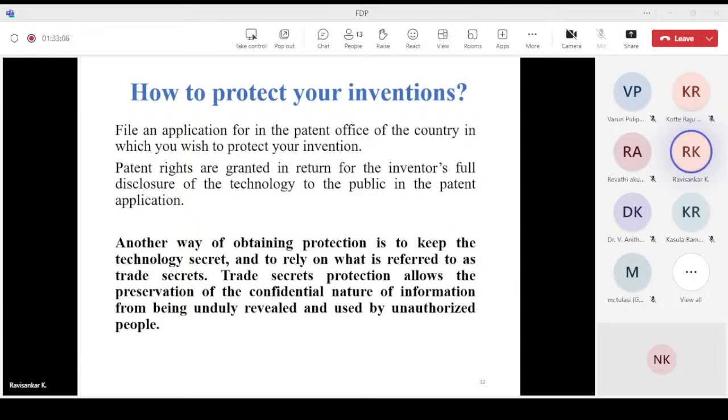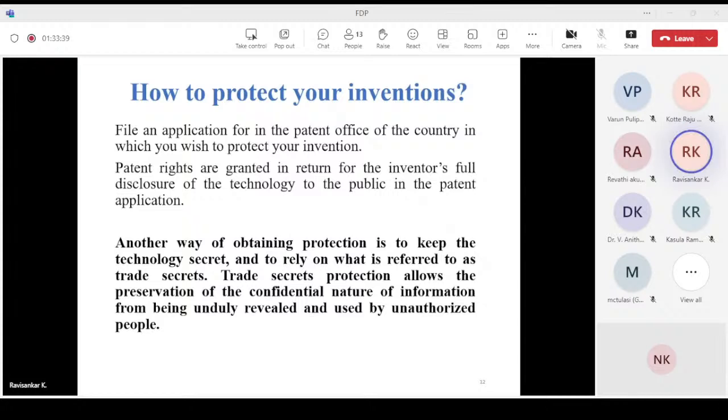To protect your invention, you have to file a patent application in the patent office of the country where you want to protect your invention. For example, we are in India, so we have to file our application in the Indian Patent Office. If you are interested in filing patent applications in other countries, you have to file a PCT application, which stands for Patent Cooperation Treaty. You file a PCT application with WIPO. Then you will have the opportunity to enter all 193 nations after 12 months.